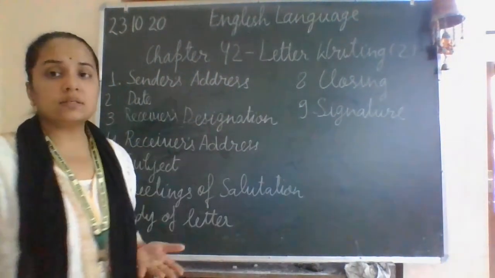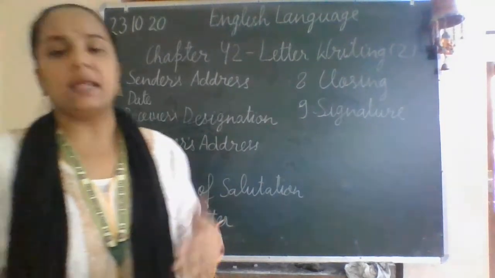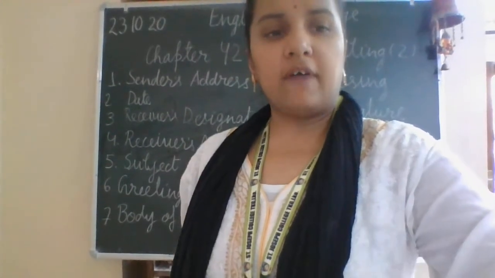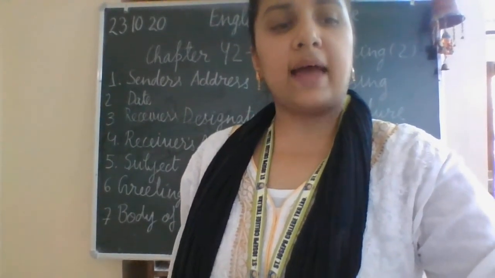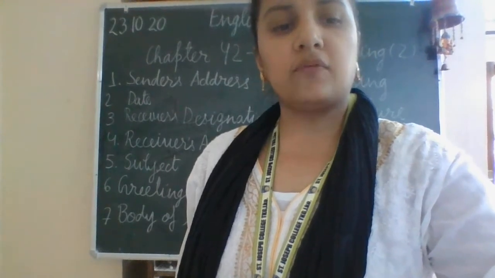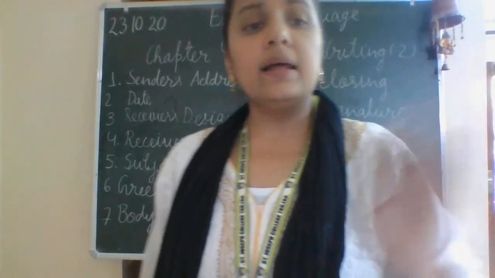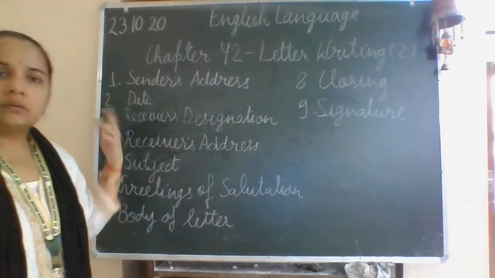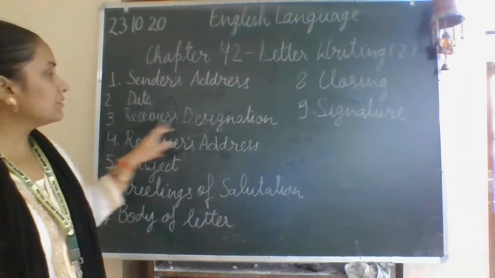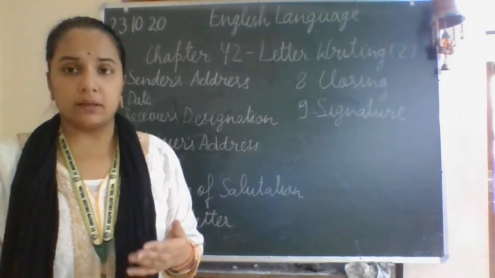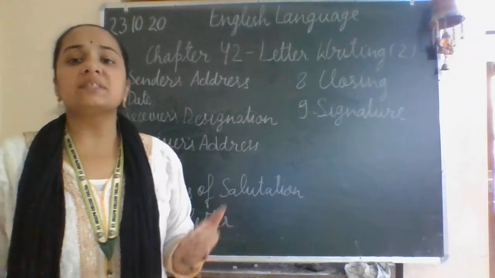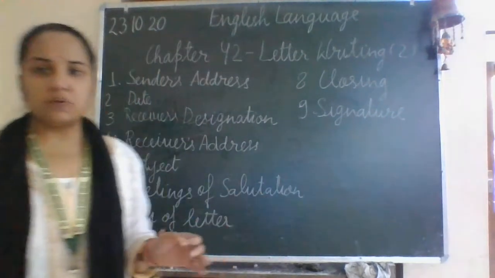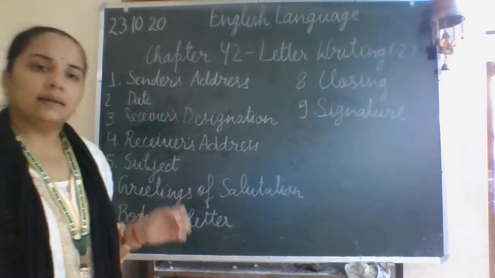Sender's address. Sender means the one who is sending the letter. So suppose if you are sending the letter, then you will write your address at that place. First, you will start with your address in the letter. Then after that, the date on which you are writing the letter. Then receiver's designation, to whom you are writing. Suppose if you are writing the letter to the principal of your school, so to the principal. This way you will write the letter.